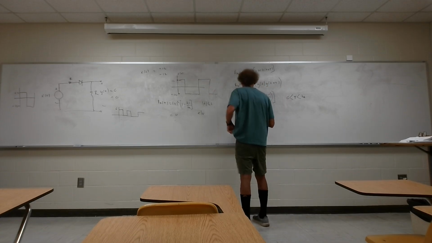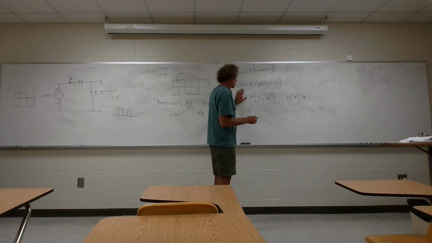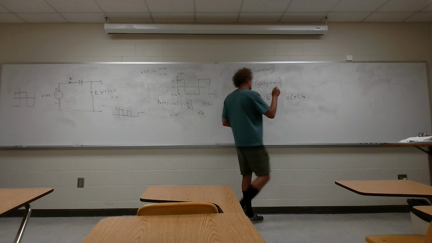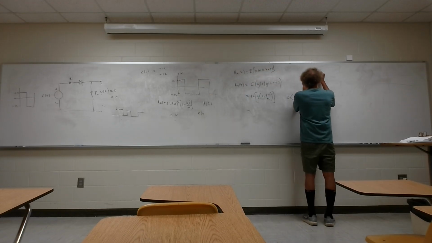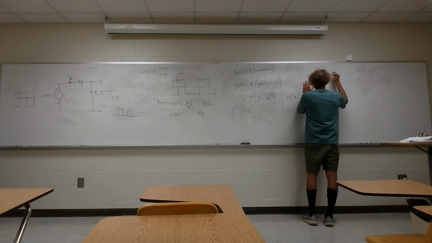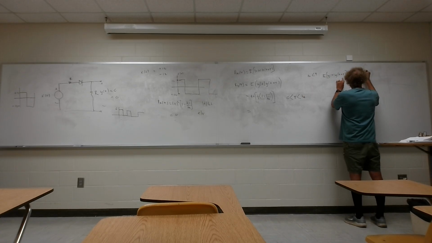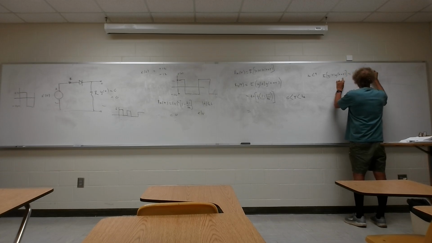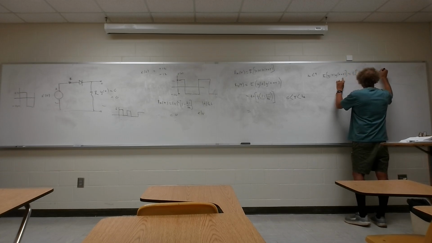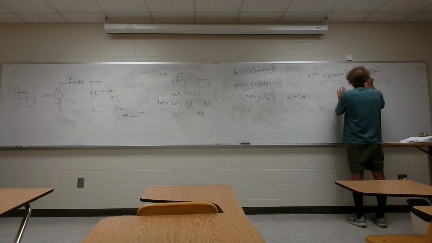But then outside that range, once tau is greater than TA, the expected value of y of t times y of t plus tau, now these are mutually independent. It's the expected value of y of t times the expected value of y of t plus tau. And because they're mutually independent, that value is the expected value of the pulse.